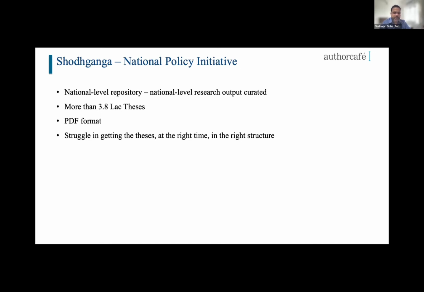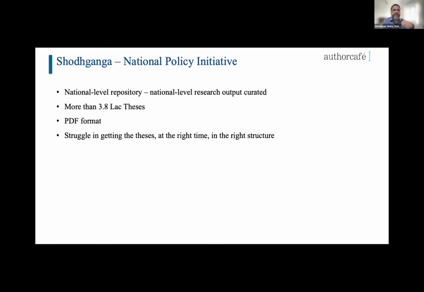The second challenge which Shodganga has been having is, at a scale of this country, with institutions of different kinds, public, private, semi-private, research-oriented, academic-oriented, a mix of both, of different streams from different kinds of cities, cities with different kinds of access to digital infrastructure or access to technology. With all of that heterogeneity, Shodganga has been struggling in getting the thesis from all of the institutions at the right time and in the right structure. There's a humongous amount of heterogeneity, and that adds to the complexity, and that has been one struggle. So however much we would have wanted, or they have been trying to, 3.8 lakh theses, considering the scale of India, still is a very, very small part of the research output which is being generated, right? But like I said, it's still a great step in that direction, and that's also evolving.